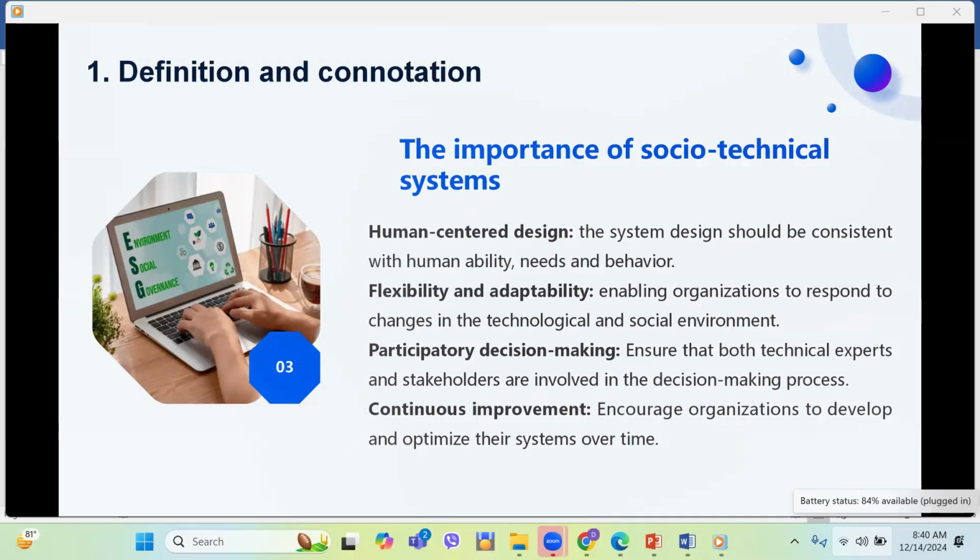The system design should be consistent with human ability, needs, and behavior. Flexibility and adaptability, enabling organizations to respond to changes in the technological and social environment. Participatory decision-making: ensure that both technical experts and stakeholders are involved in the decision-making process. Continuous improvement: encourage organizations to develop and optimize their systems over time.